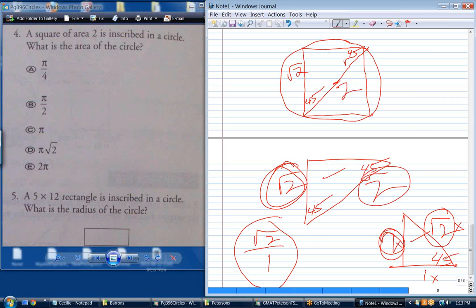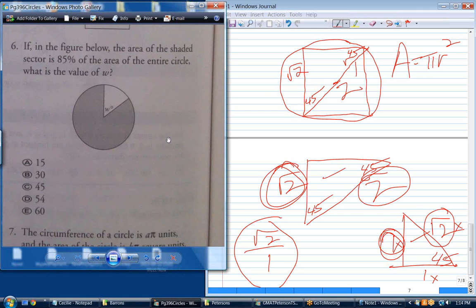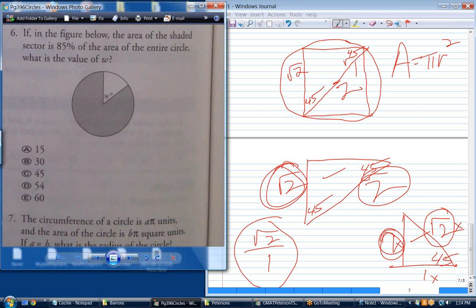Okay, so if the whole thing is 2, what's the radius? 1. And what's the area? Pi. Correct. C. All right, let's skip 5 and go to 6.